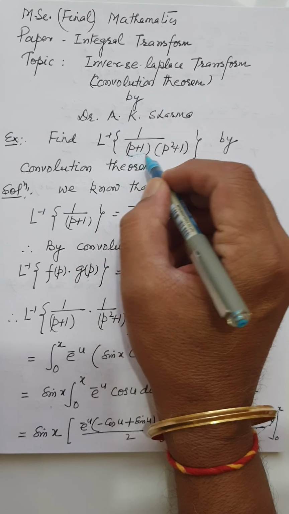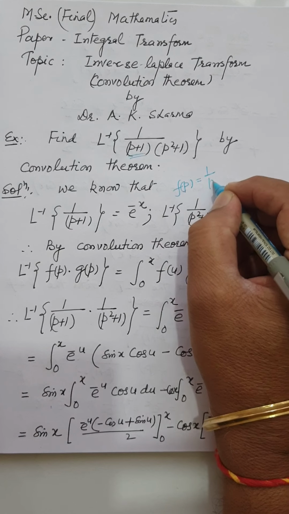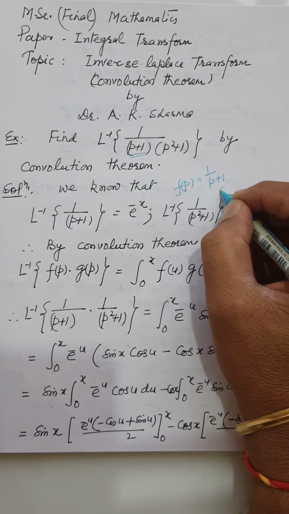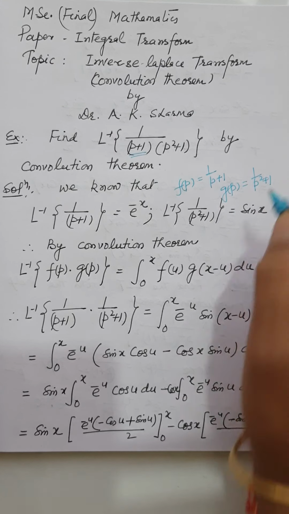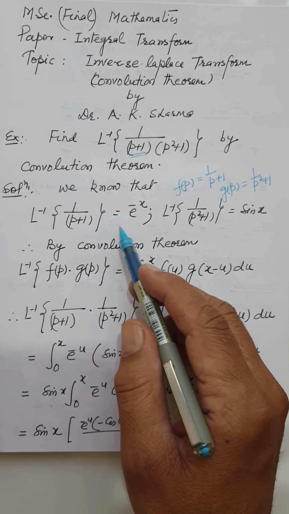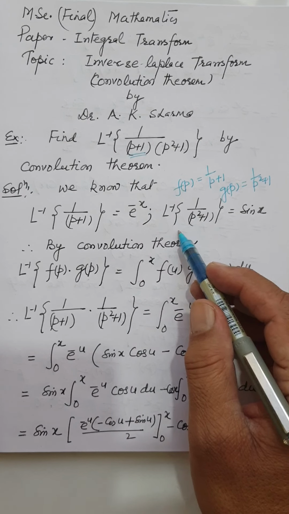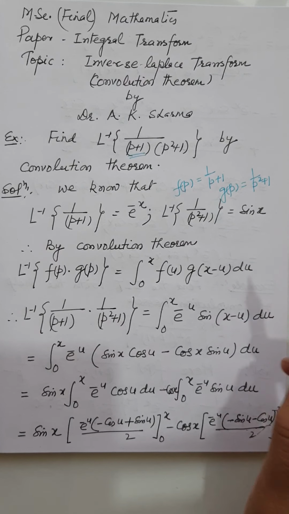F(p) is equal to 1 upon p plus 1 and g(p) is equal to 1 upon p square plus 1. The inverse Laplace transform of 1 upon p plus 1 is e to the power minus x, and the inverse Laplace transform of 1 upon p square plus 1 is sin x.